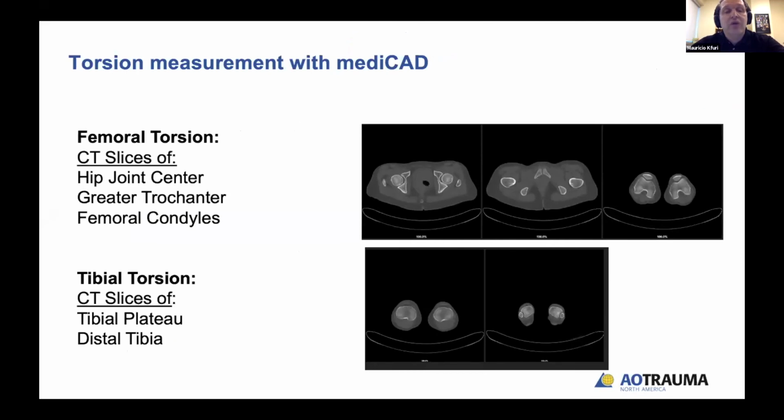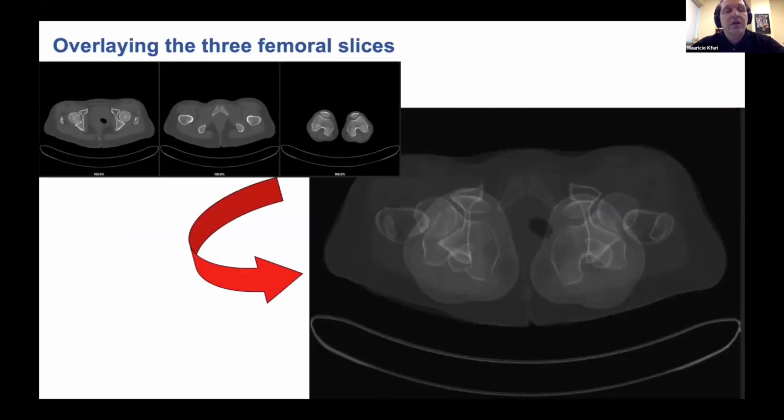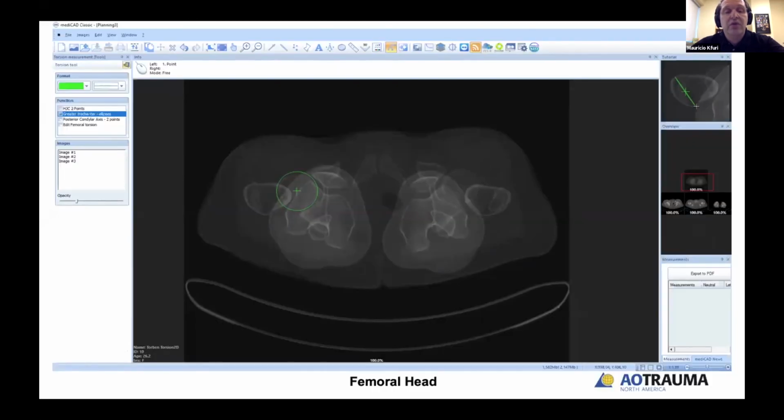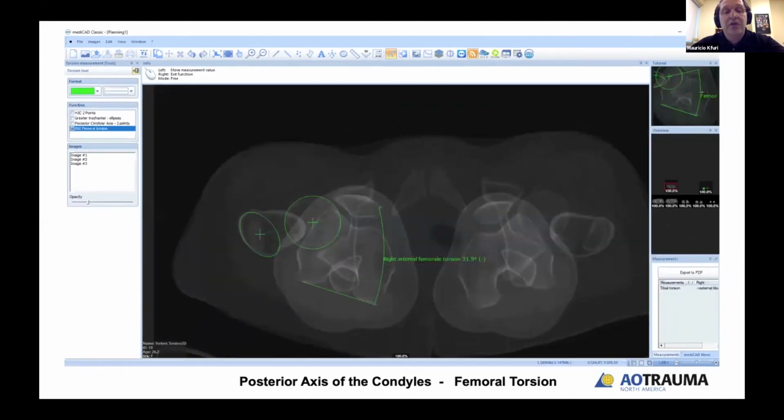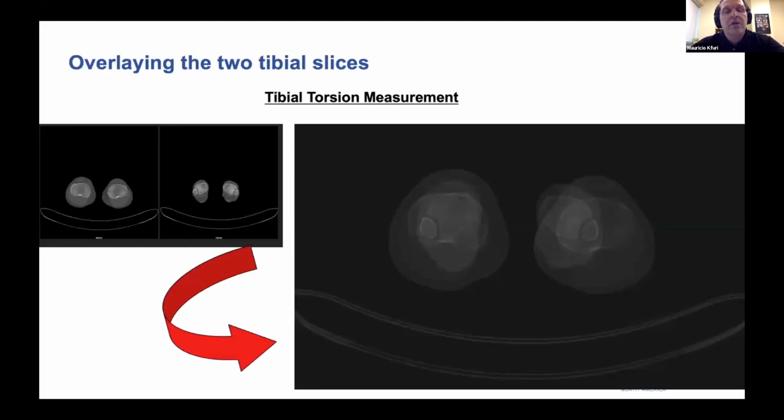With MedCAD, you need 3 slices for the proximal femur, and you need 2 slices for the tibia. So you take the hip joint center, the greater trochanter, the femoral condyles for the femur, and the tibial plateau and the distal tibia for the tibia. And what you're going to do is overlay the 3 slices for the femur. By doing that, you're going to determine the femoral head, the trochanter area, and then the posterior aspect of the femoral condyles, and then the software is going to give you exactly the torsion of the femur in this case. For the tibia it is the same.